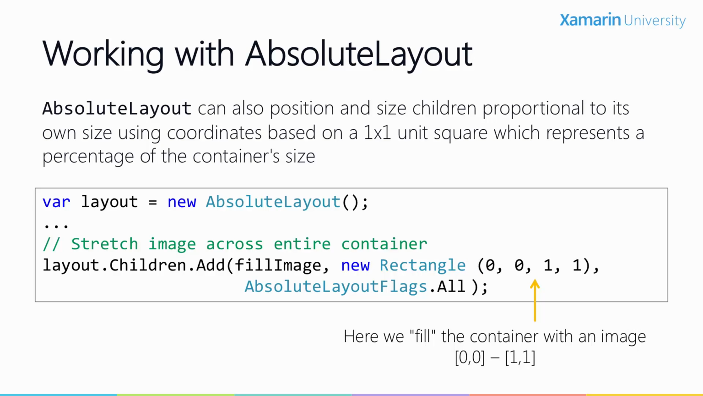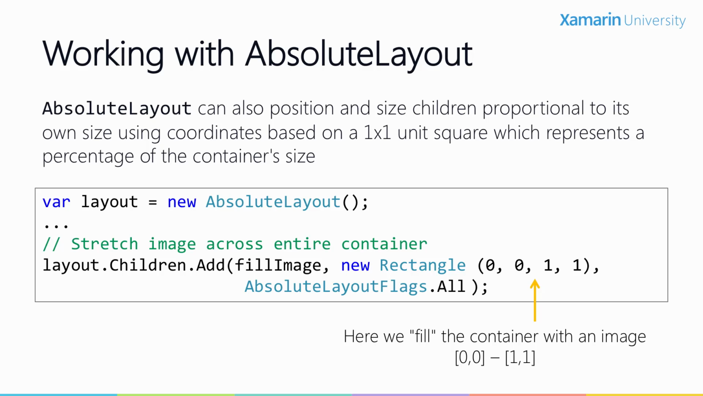Here's another example. Here we take an image. We want the image to fill the entire parent. So again, we just set X and Y to 0. And we set the width and the height both to be 1. That means it's going to consume all of the available space. As you can see, with absolute layout, we can easily specify the width and the height of our controls.